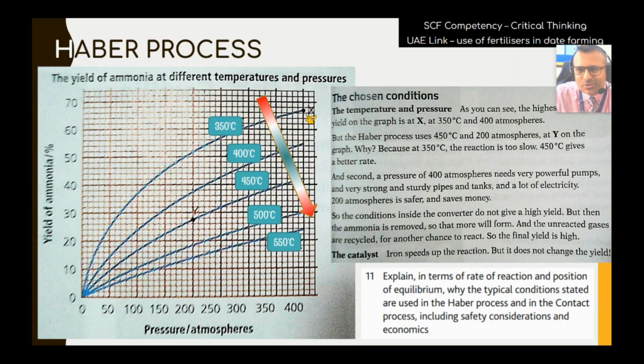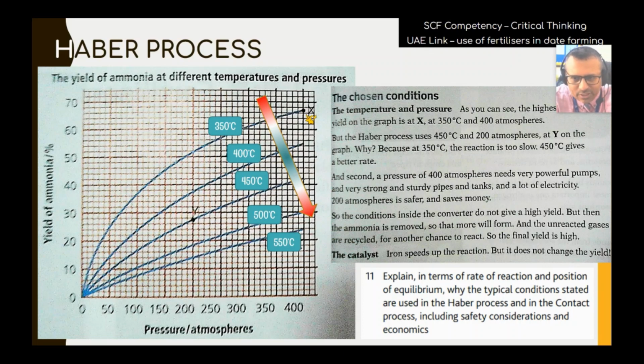We choose 200 atmospheres. And the reason why is because at 350 degrees centigrade, the reaction is too slow. 450 degrees centigrade gives a better rate. And secondly, a pressure of 400 atmospheres needs very powerful pumps, very strong and steady pipes and tanks, and a massive amount of electricity.